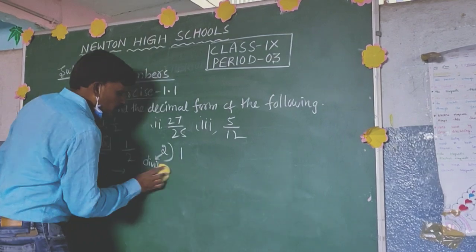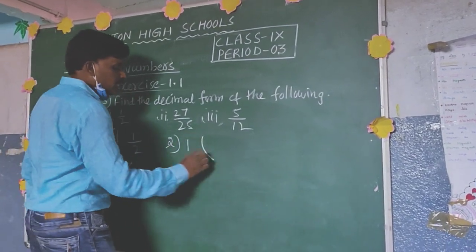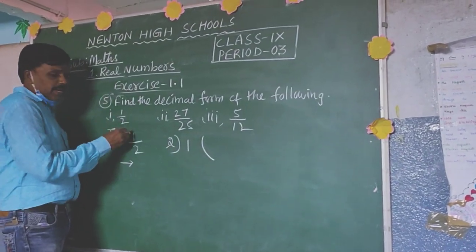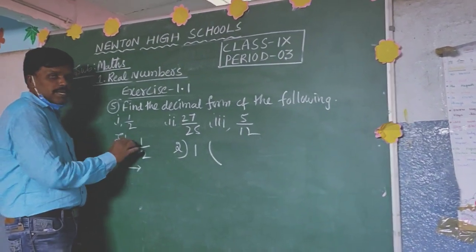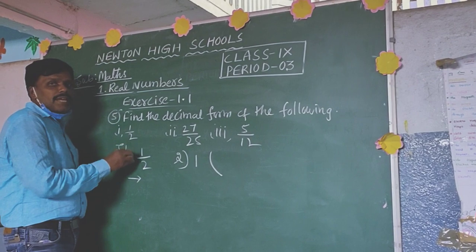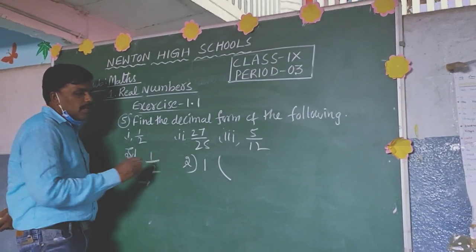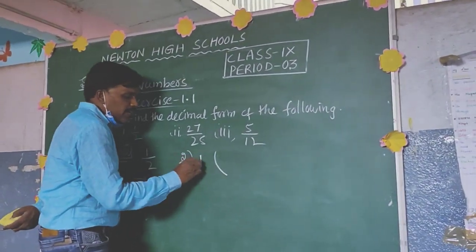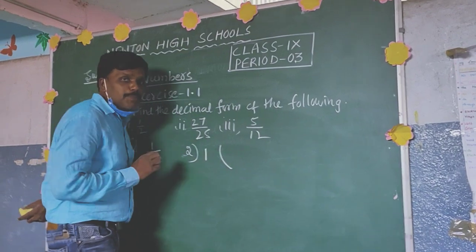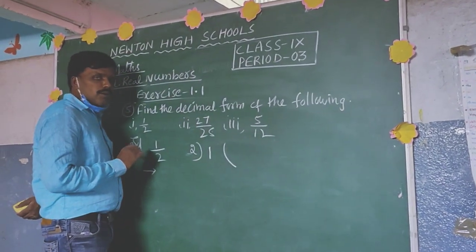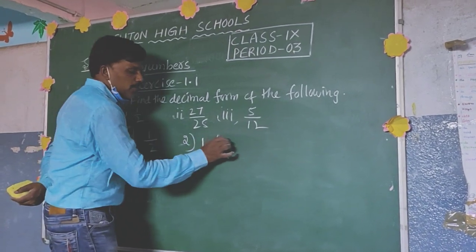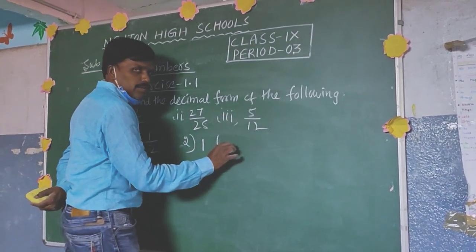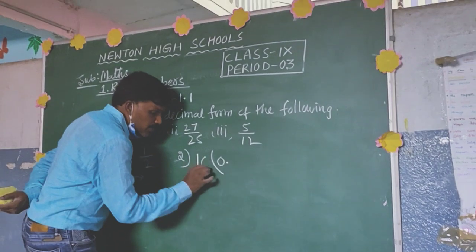1 we have to divide by 2. The first step is to divide the numerator by the denominator, not the denominator by the numerator. But is it possible to divide 1 by 2? No. Why? Because 1 is smaller than 2. So we put the decimal point in the quotient place, and we get 0 here.